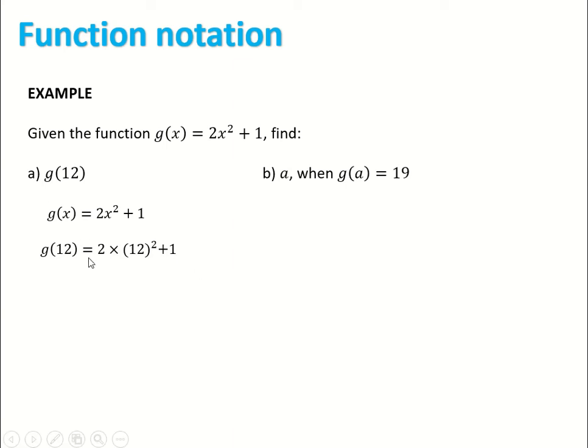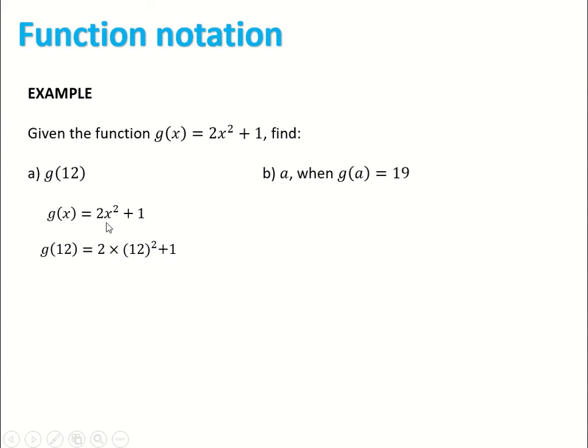g of 12 equals 2 times by 12 squared plus 1. Be careful with the order here, okay? Remember, it's BIDMAS, in which case your indices come before your multiplications, in which case I need to do 12 squared before I multiply by 2. So don't do 2 times by 12 and then square it.